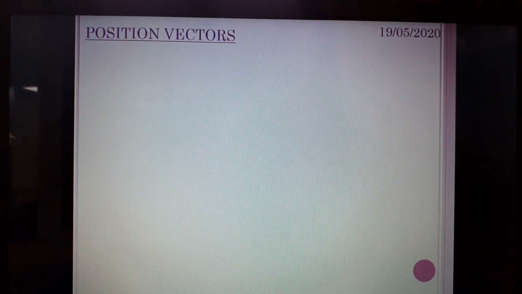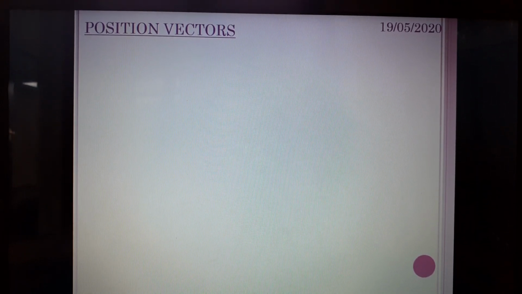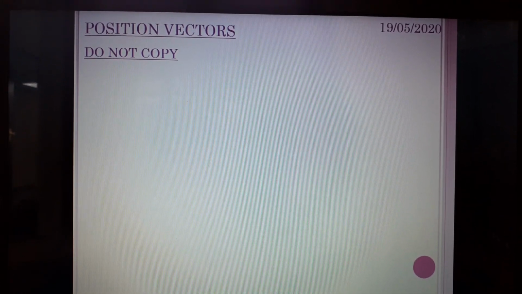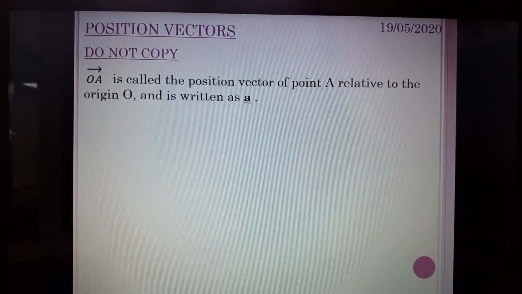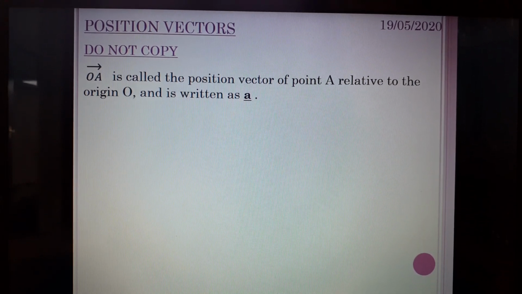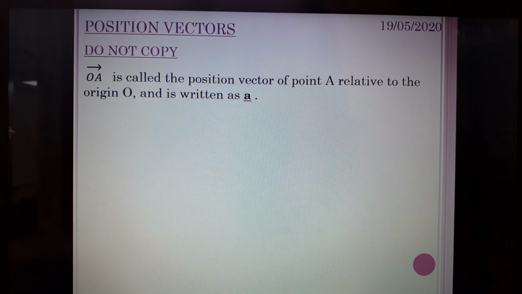Okay, now we'll look at position vectors. I'm going to explain this to you first of all, and then I'll show you how you very simply work out what position vectors are. So don't copy this first part just now. Okay, right. So here we have a vector OA. And that would be a position vector of a coordinate, a point A, relative to the origin O. And we would write that as vector A.